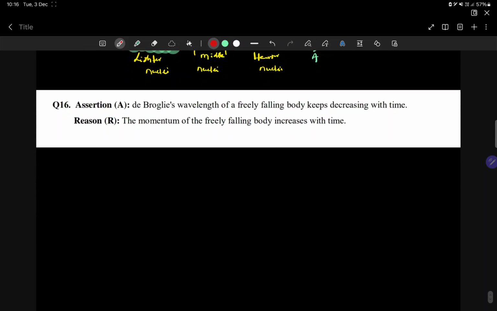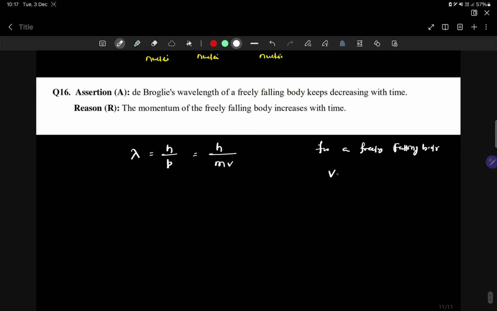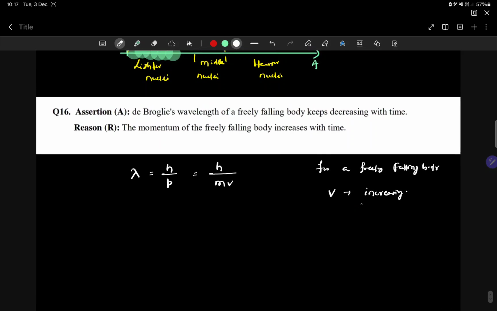Next is our last question. De Broglie's wavelength of a freely falling body keeps decreasing with time. We know the de Broglie wavelength lambda is equal to h by p, where p is our linear momentum, so h by m into v. For a freely falling body, you remember the velocity is continuously increasing, because it is an accelerated motion. So if velocity increases, that means lambda will decrease.